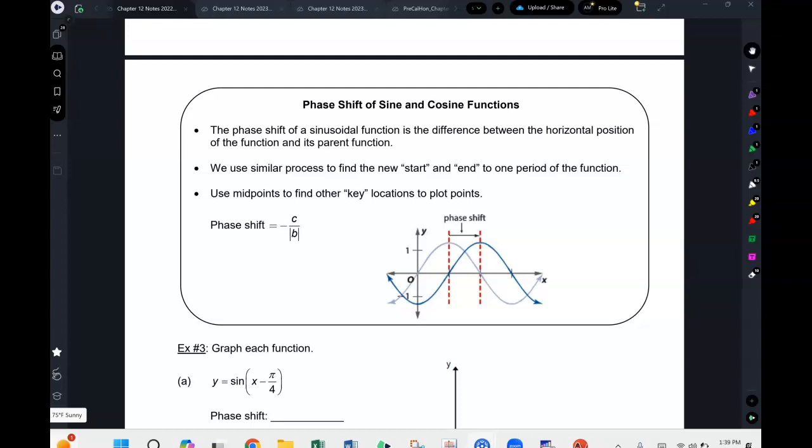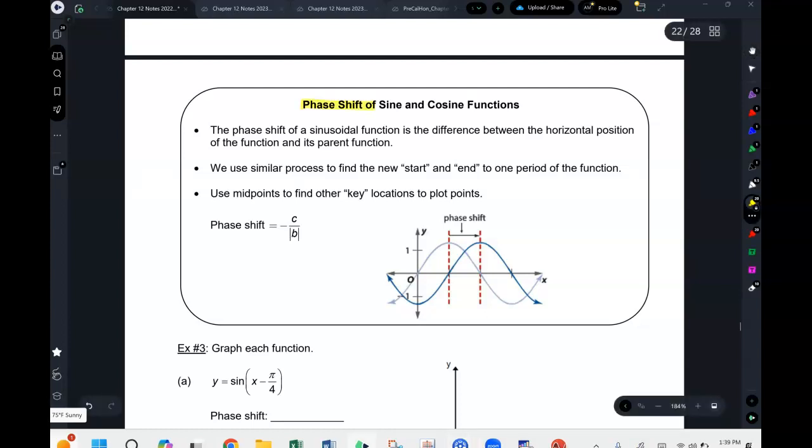Right, so in all of the other functions, we can use transformations, right? And when something moves vertically, it's a vertical shift, and then horizontally, it's a horizontal shift. However, when we talk about trig functions, sinusoidal functions, that horizontal shift is also called a phase shift. Okay, all right. So, the phase shift is basically the difference between the horizontal position of the original parent function and the function that you're dealing with.